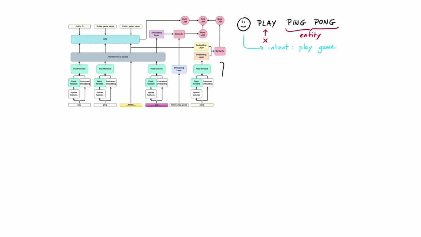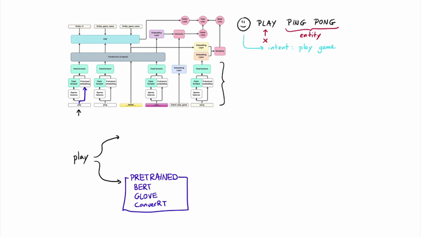I will first discuss everything that's happening on this part, the bottom end. And in particular, let's start over here. I have the token play. And this token play will be handled by 2 separate paths. The bottom path is the pre-trained path. That will be this part. And this pre-trained path accepts a pre-trained neural network. That can be BERT, that can be GloVe, or ConveRT. And what all of these algorithms do is they accept a token and then they output a numeric vector. The design that we have here is that you can plug and play your favorite pre-trained network for this task.